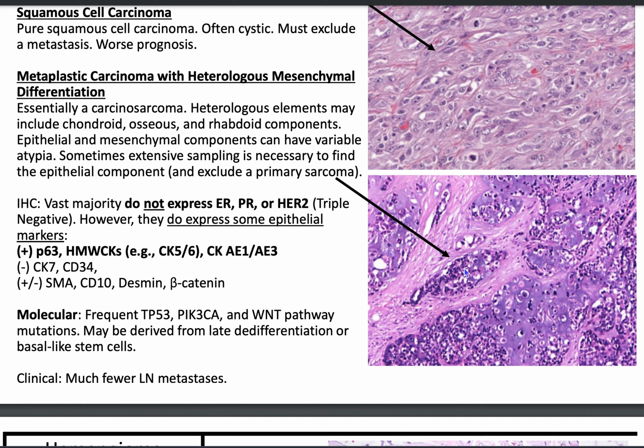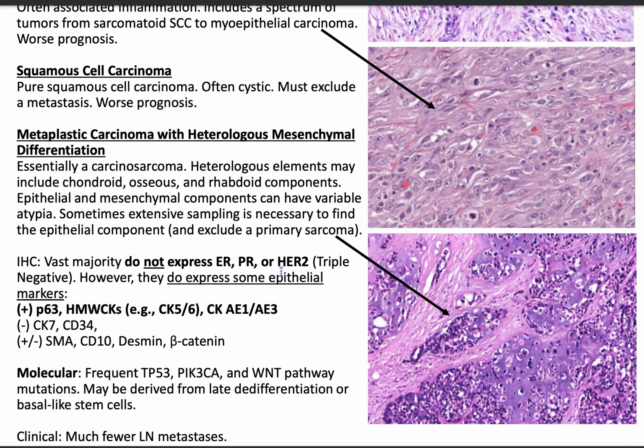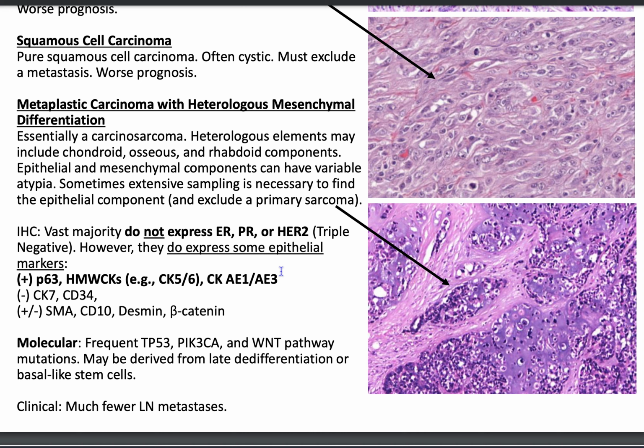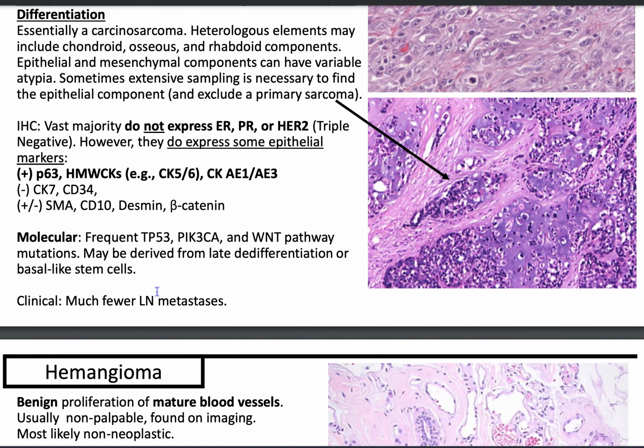Immunohistochemically, the vast majority are triple negative: ER, PR, and HER2 negative. Metaplastic carcinomas do express some epithelial markers, high molecular weight cytokeratins like CK5/6, and can be positive for P63, but negative for CK7 and CD34. Molecularly, there are often frequent TP53, PIK3CA, and WNT pathway mutations. Clinically, there is much fewer lymph node metastasis.